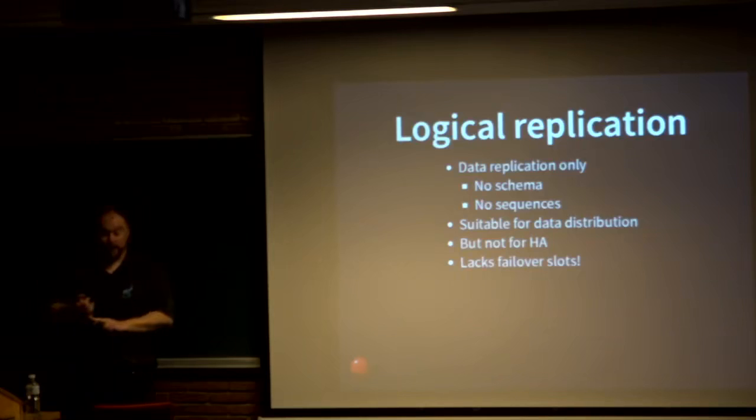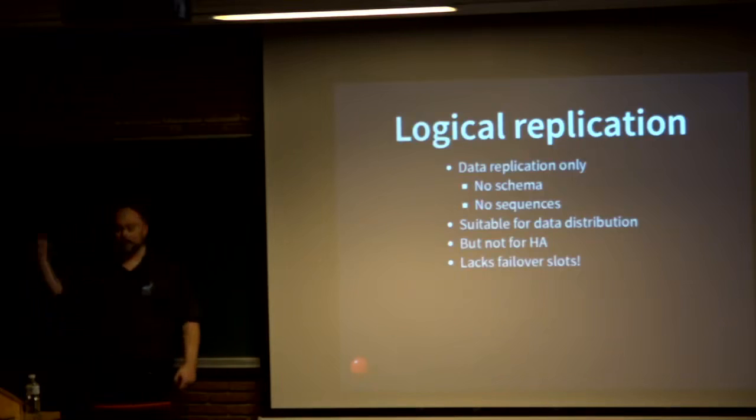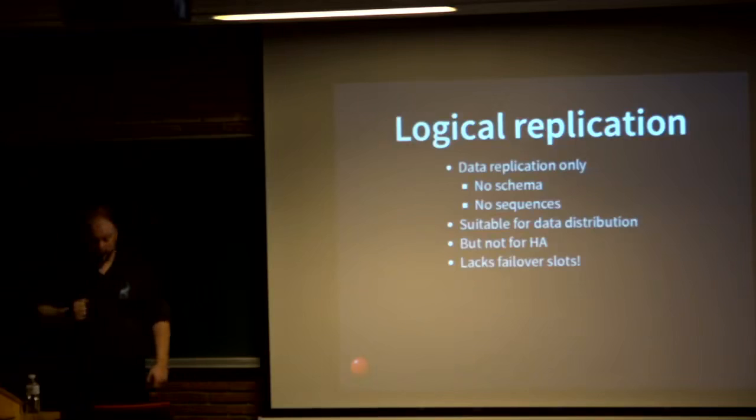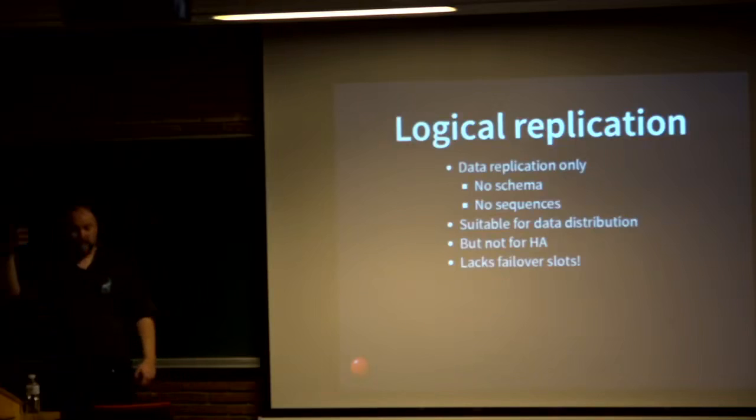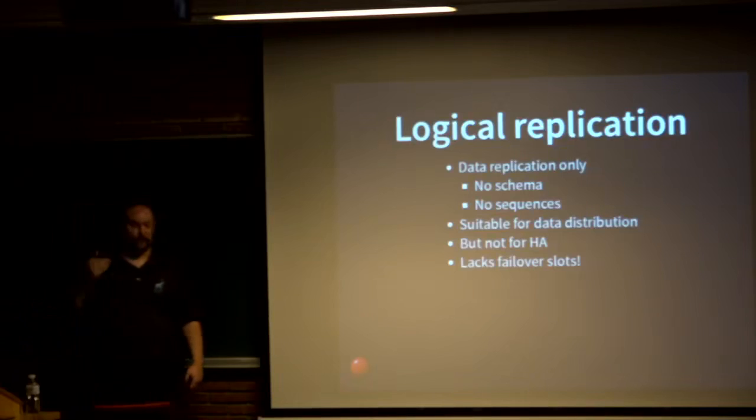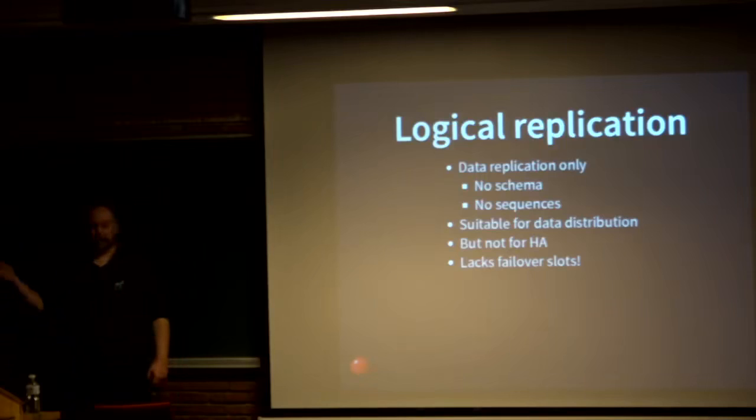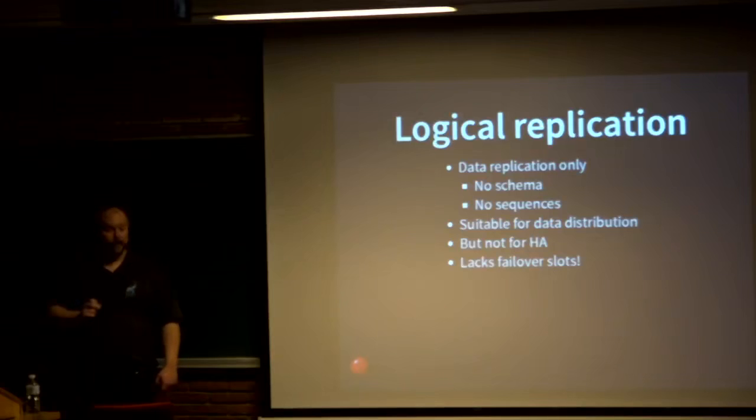It particularly doesn't replicate sequences. So if you have your table with a primary key based off a sequence or a generated by column or something like that, then the values will of course replicate. But the sequence will still be stuck at 1. So if you use this for something like high availability and you fail over, then all your sequences are going to be wrong. Which is kind of like, oops. So it's not very good for high availability replication.